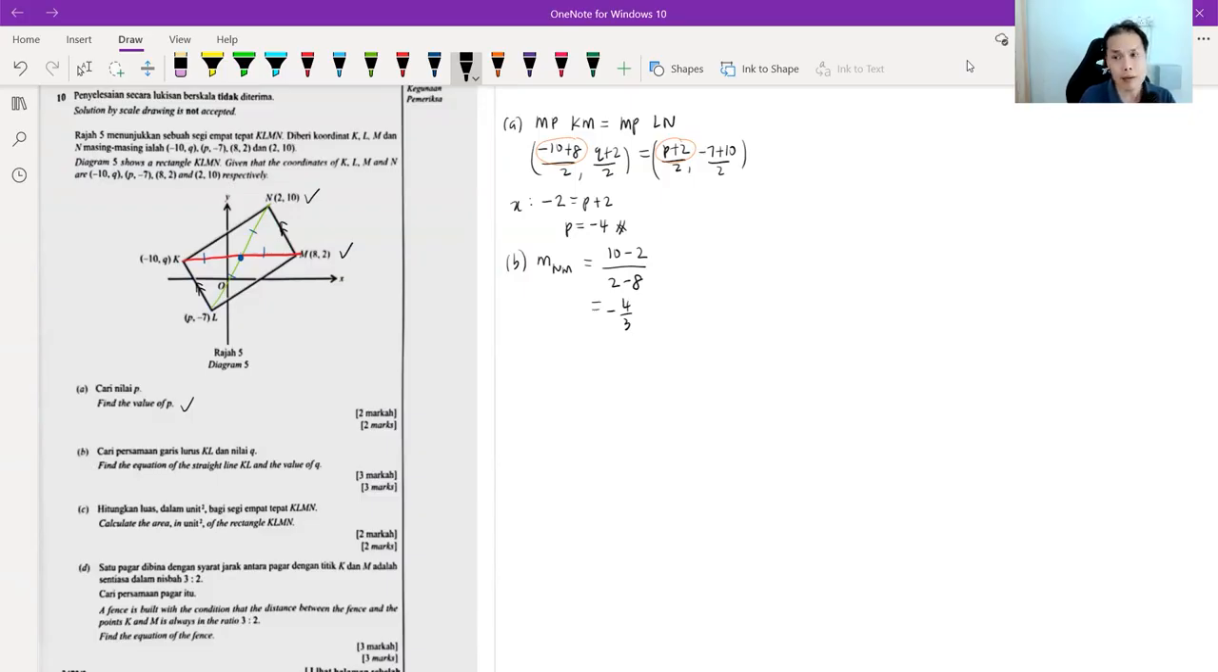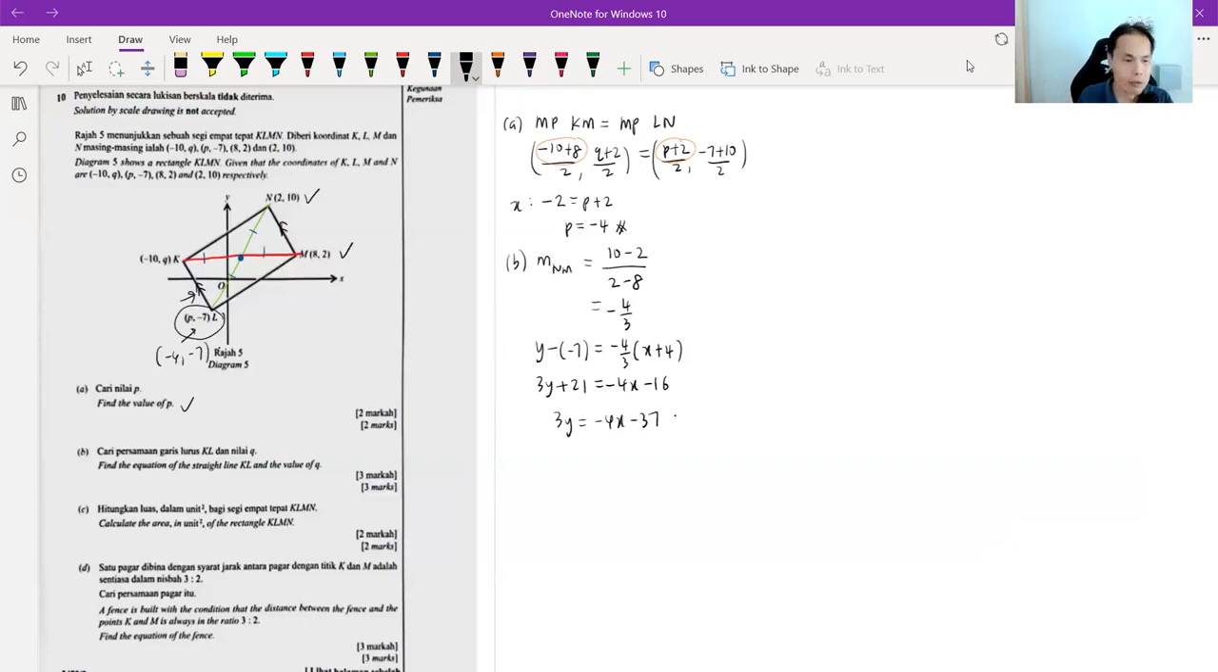Now, since they're parallel, they must have the same gradient. So to form the equation of straight line KL, since I know point L, I know P. P is minus 4, so this coordinate is minus 4, minus 7. So I'm going to use y minus y1. My y1 is negative 7. Gradient is negative 4 over 3. x minus x1, x1 is negative 4, so minus minus 4, we write plus 4. So let's multiply over. This will be 3y plus 21 equals minus 4x minus 16. Let us bring this over. 3y is minus 4x minus 37.